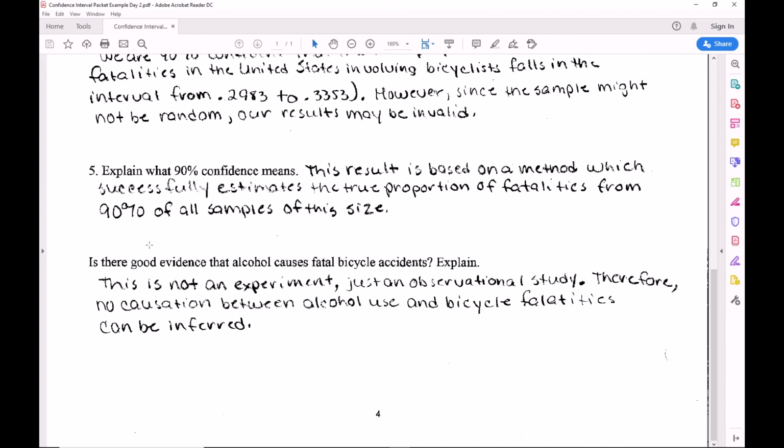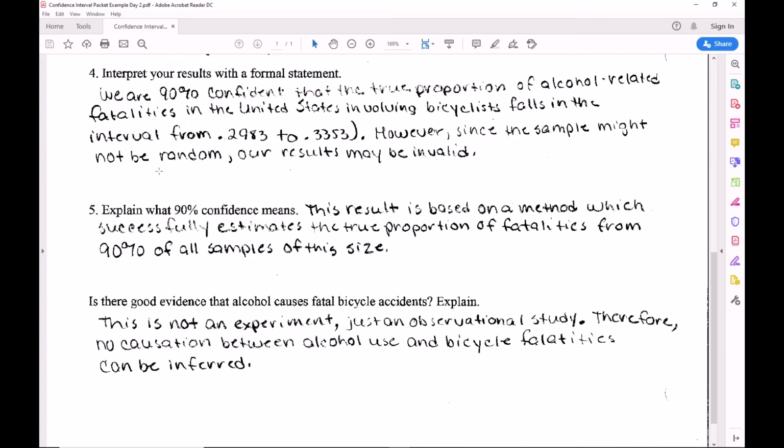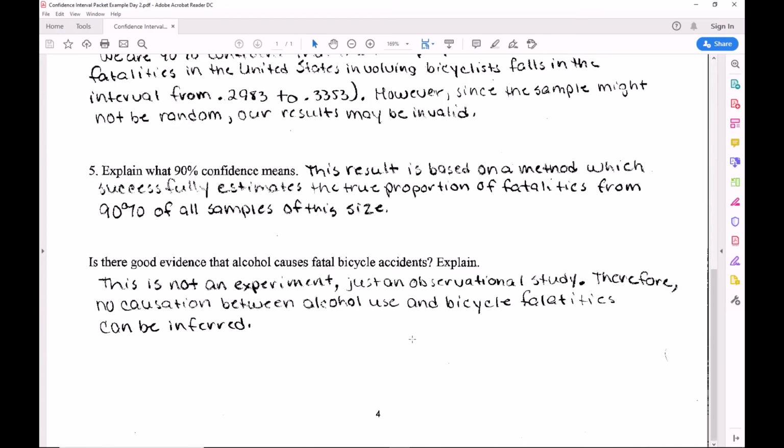Another thing that shows up on the AP exam is: is there good evidence that alcohol causes fatal bicycle accidents? And it was amazing how few people remembered how to answer this. Well, causation in a situation like this is a function of whether or not you're conducting an experiment, which means you're imposing some kind of treatment. There is no imposition of a treatment here. Remember, a study is examining records. That's just recording what's already there. So it's an observational study. Therefore, no causation between alcohol use and bicycle fatalities can be inferred.